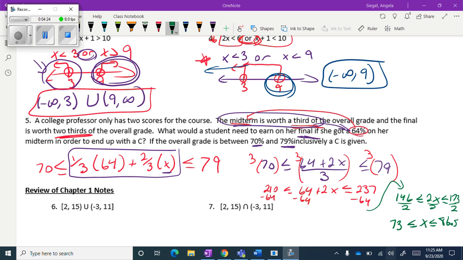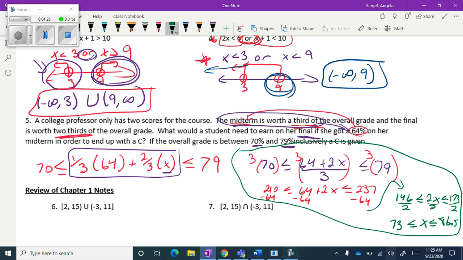Okay, so I have my work here. I looked at it as one big fraction over 3. So then I just multiplied everything by 3 to get rid of the fraction. And I ended up that she must score between a 73% and an 86.5% to get a C on it.